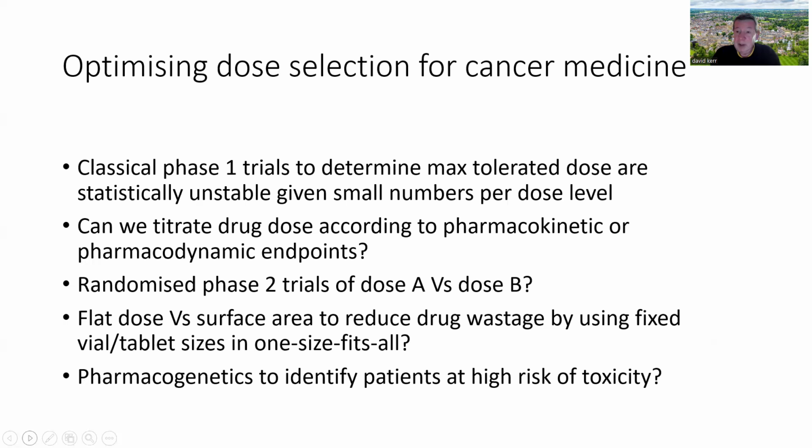What about randomizing 2 different doses against each other? This could be done in a phase 2 trial, in which we look at some measure of efficacy and, of course, toxicity, because we would always want to give the least toxic dose which worked, which was effective. A good example of that comes from our own experience using folinic acid.